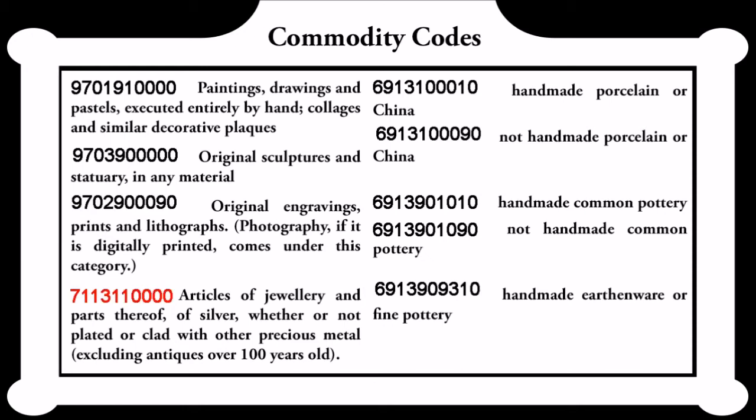This relates to articles of jewellery and parts thereof of silver, whether or not plated or clad with other precious metal, excluding antiques over 100 years old. These relate to porcelain or china. These relate to common pottery. And this relates to earthenware or fine pottery. If your work is glassware, textiles, handmade cushions for example, millinery, stationery, sew, artistic sew, or furniture, please contact the office for the correct commodity code.